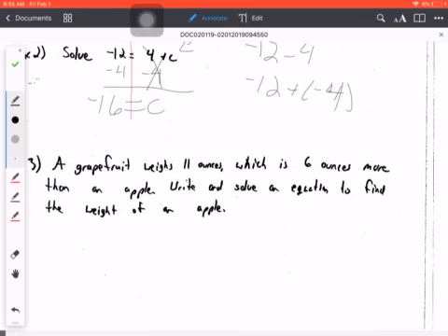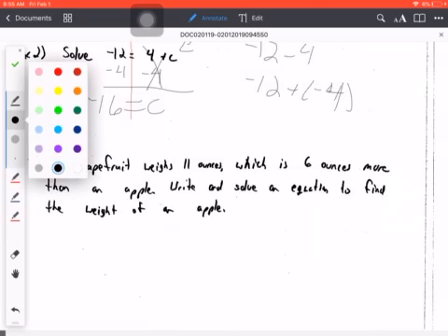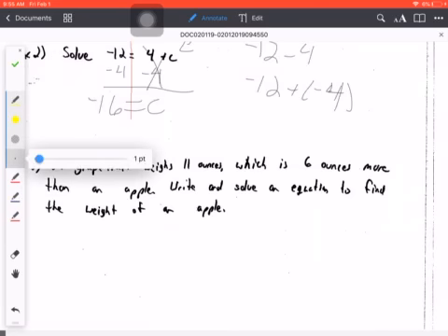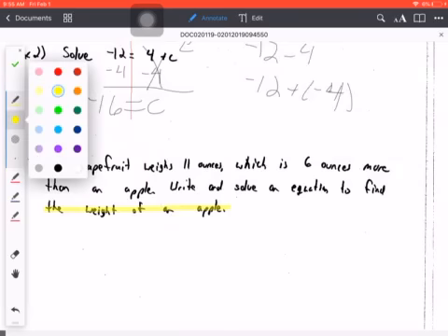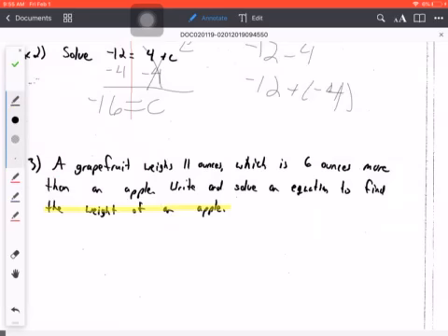So in this case, what I'm looking for is to find the weight of an apple. That's what I'm looking for. So I want my variable to reflect that. So I'm going to say A. And I'm going to say that this will represent the weight of an apple.